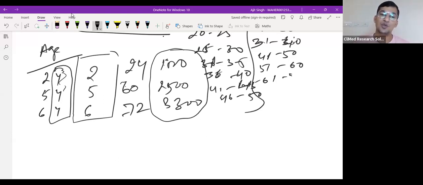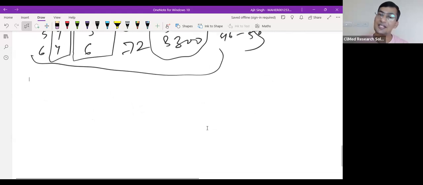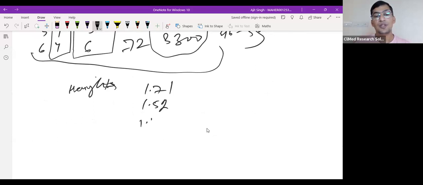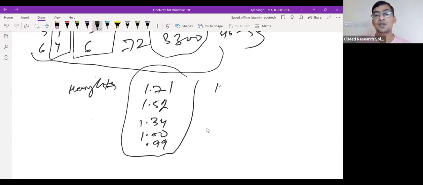SPSS will not tell you which unit you are entering or analyzing, but that is up to you, in which units you are collecting and analyzing the data. Suppose this is the age, but if I'm talking about height, you just have to enter the number, either 1.7 meter, 1.52 meter, 1.34 meter, or 1.00 meters, or 0.99 meters. So this is in meters. I can write in centimeters also, 171 centimeter, 152 centimeter, 134, 199, right? This is in centimeters.